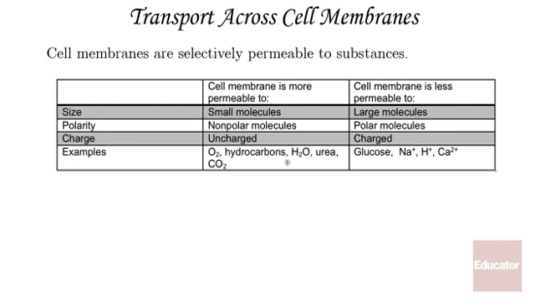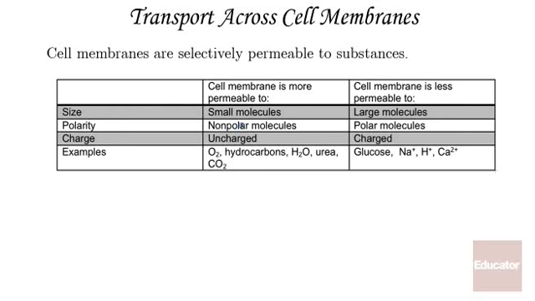Permeability is dependent on several factors, in particular size, polarity, and charge. First, looking at size. Small molecules are more permeable to the cell membrane. Very small molecules can much more easily get through the cell membrane than large molecules. So the cell is less permeable to large molecules.